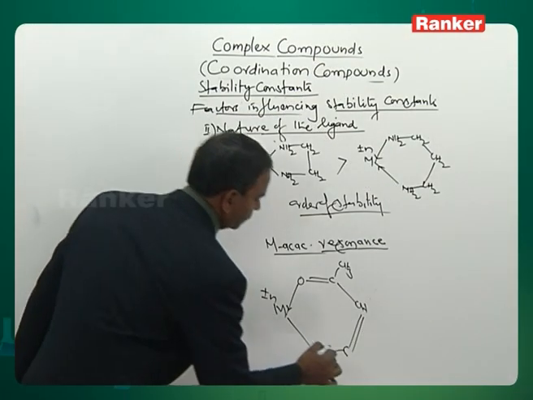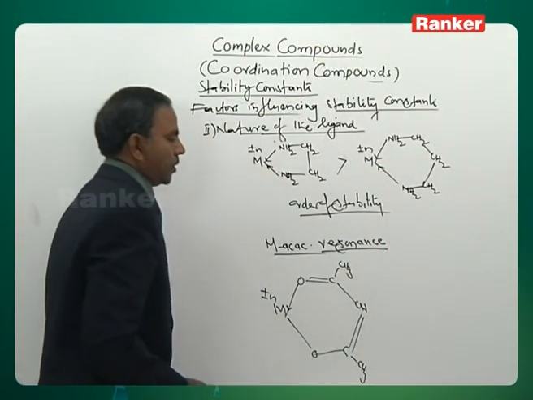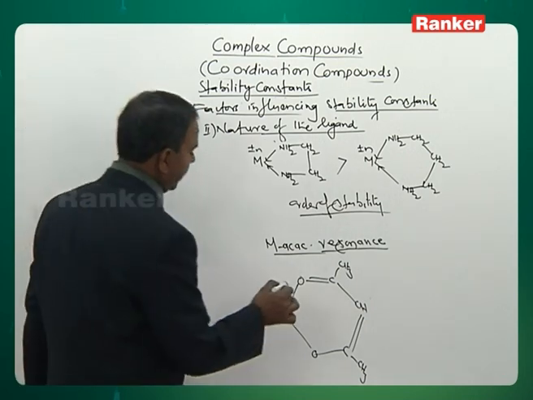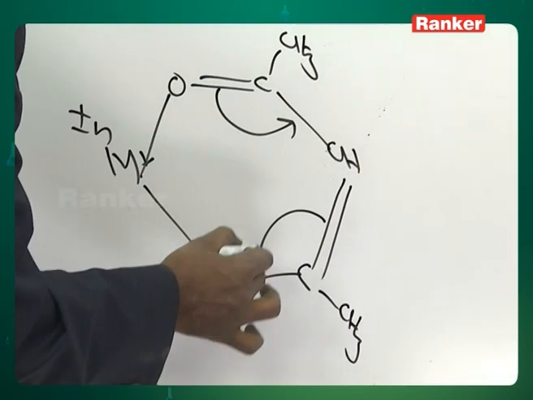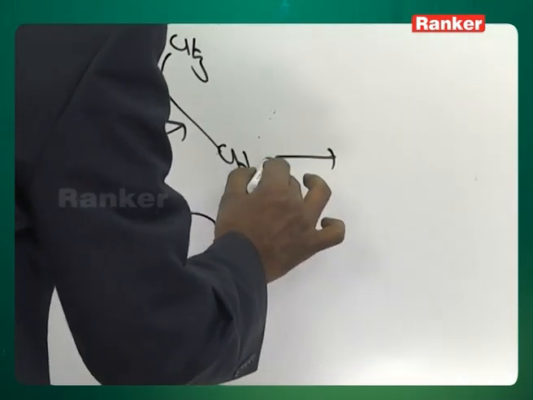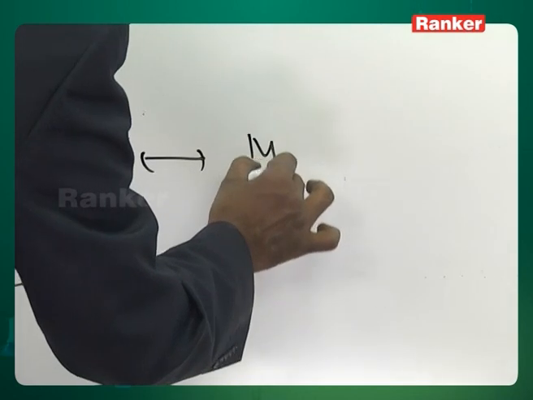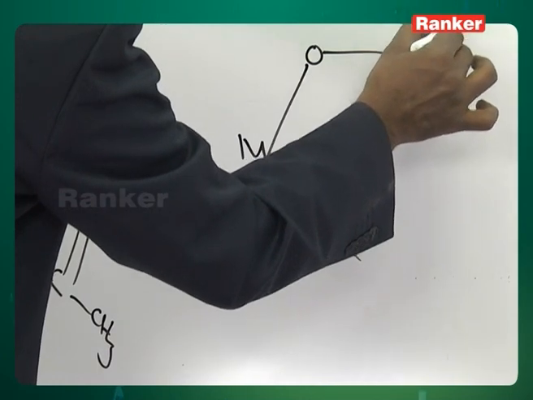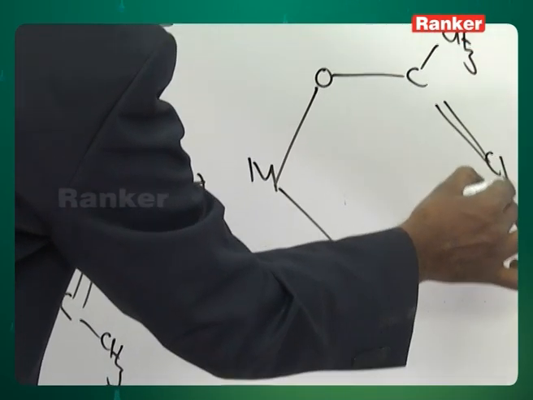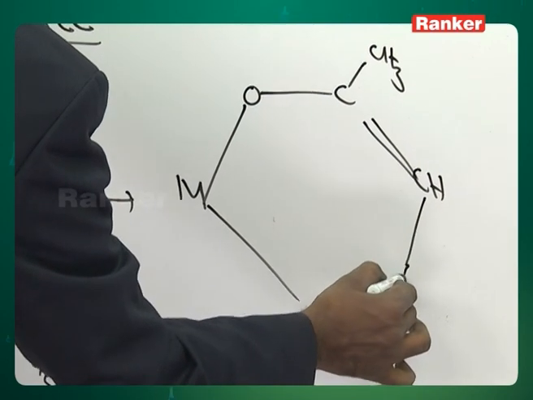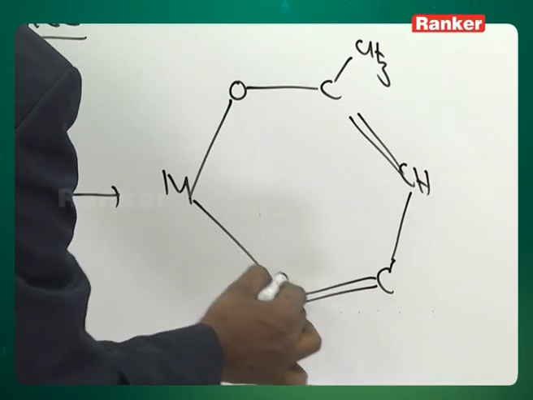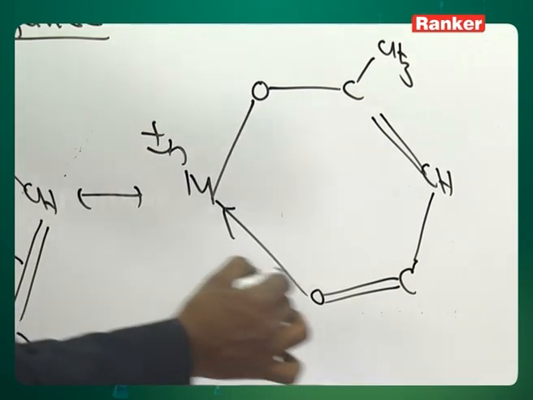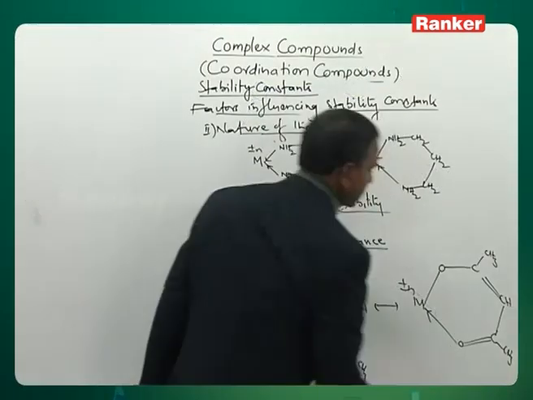Plus or minus N. See, this particular acac ring, you are clearly observing on the board. There are double bonds. There is a possibility of resonance like this. See, next resonance structure: single bond, double bond, CH, double bond, right? Double bond, coordinate bond, plus or minus N. And it is CH3.